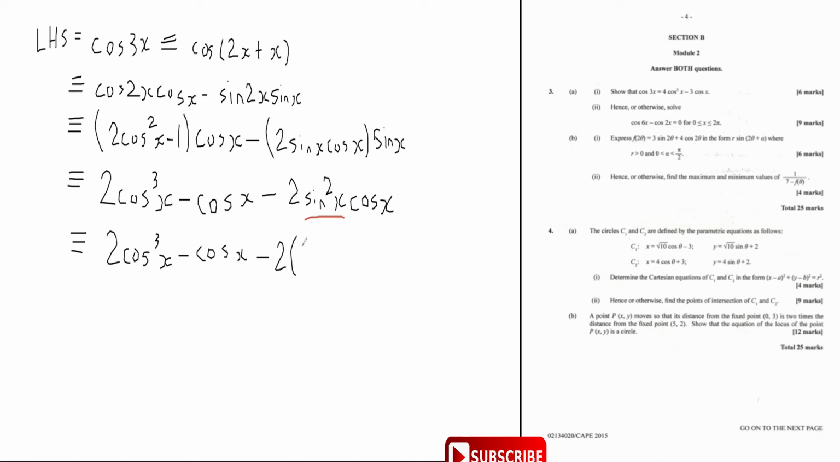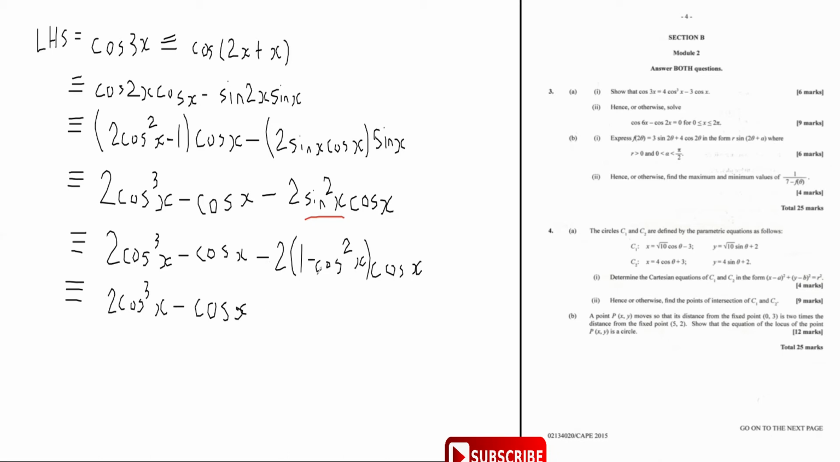So it becomes 2 times 1 minus cos square x, and it's still being multiplied by, of course, cos x. So all we need to do now is expand over here. When we expand it, what we're going to get is 2 cos cube x minus cos x.